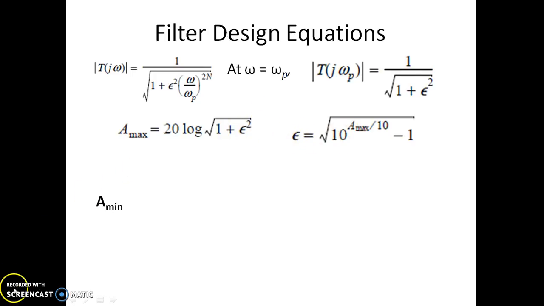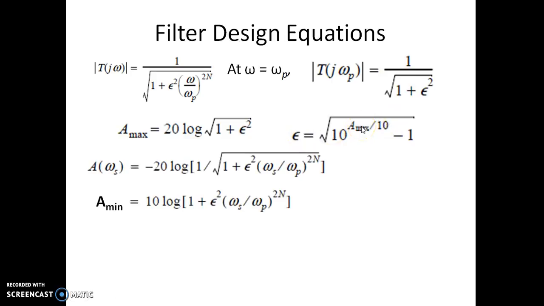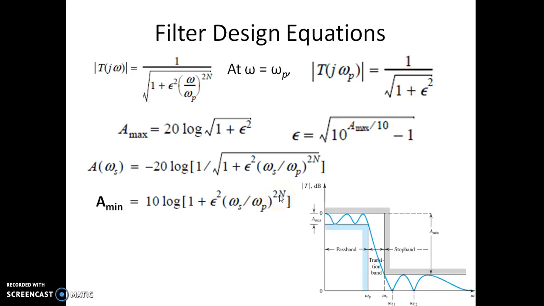If we know the value of epsilon, we can find Amax. Conversely, we can find epsilon by knowing the value of Amax. This is how we can estimate the value of Amin. Amin can be written as this expression. So if we know epsilon, omega s, omega p and n, we can estimate Amin. Suppose we know Amin, epsilon, omega s and omega p, we can estimate the order of the filter.